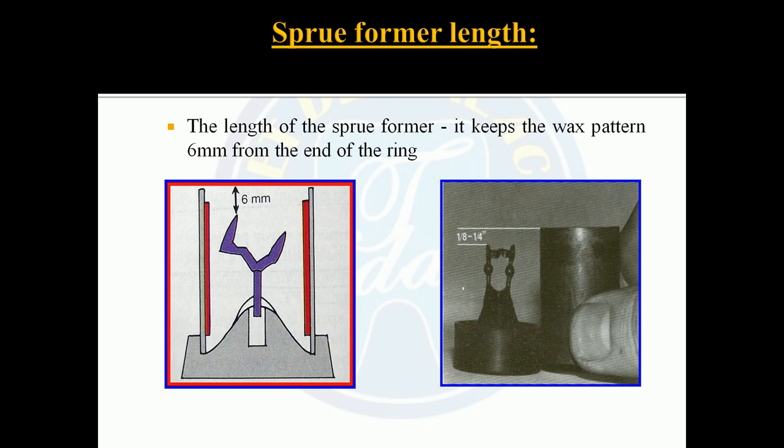Now coming on to the sprue former length, it keeps the wax pattern 6 mm from the end of the ring. It is an important point that the length of the sprue, this is your ring and this is your sprue former. When you put it inside this, the length between the end of your ring and the beginning of the sprue former should be 6 mm. So basically it keeps the wax pattern 6 mm from the end of the ring. Important point.